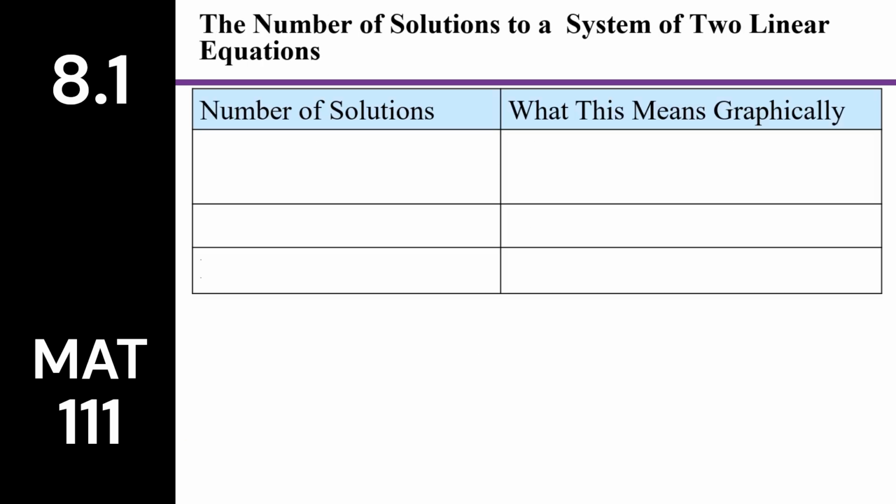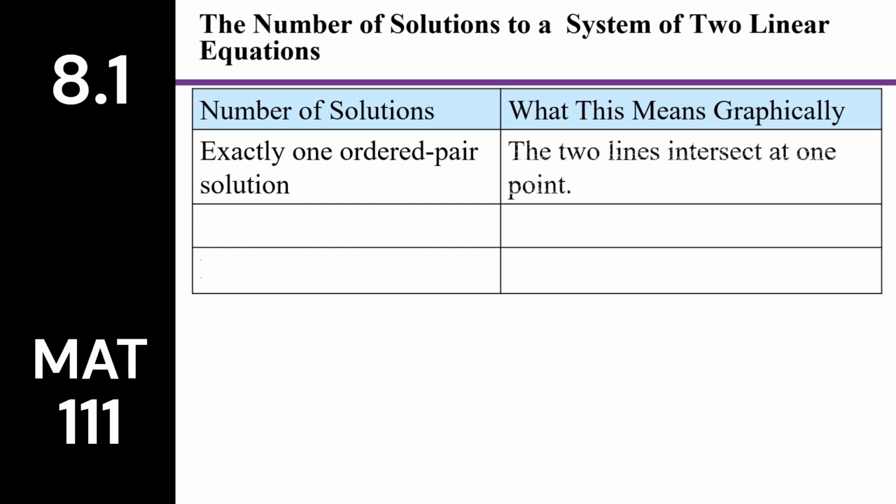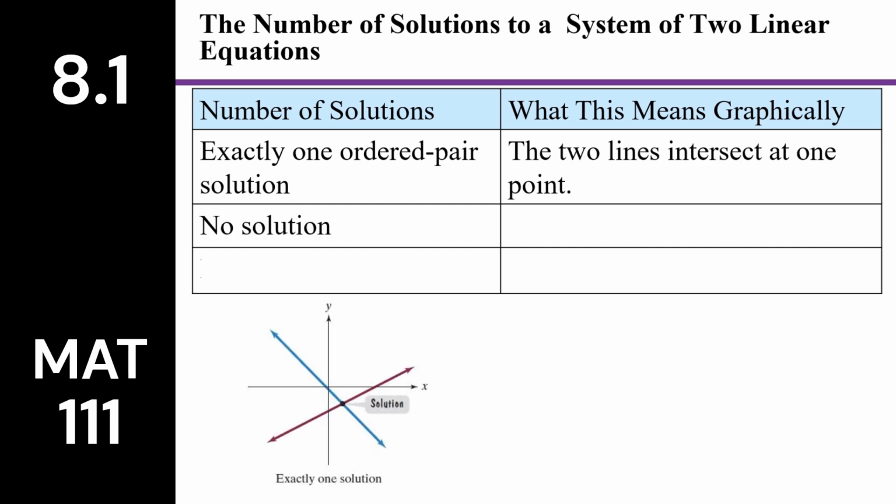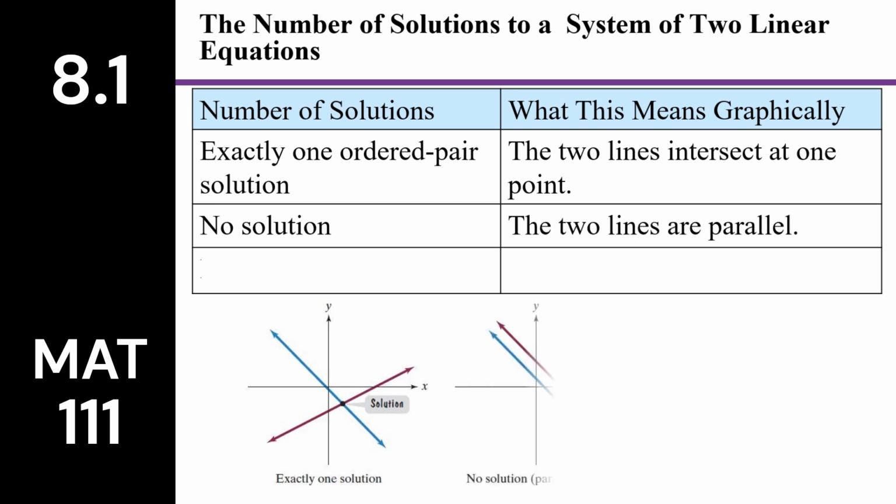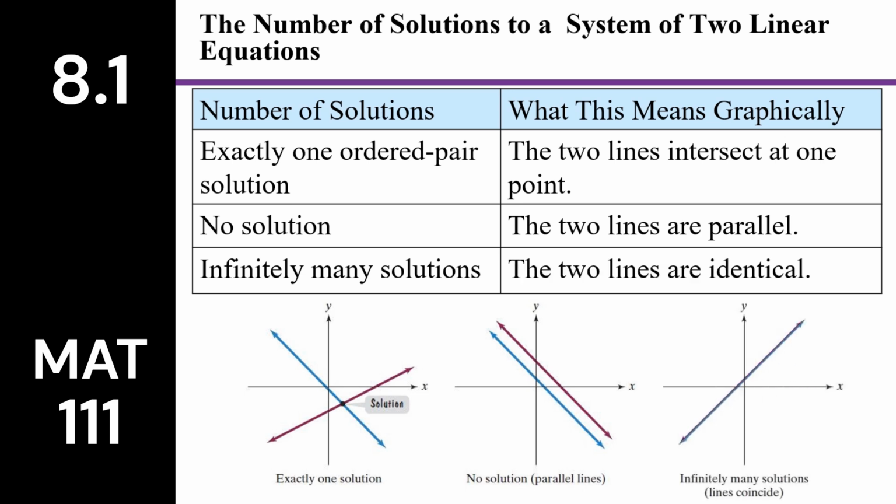When we have a system of two linear equations, we can have exactly one ordered pair solution. Graphically, this means that the two lines intersect at a single point. We could have no solution, and graphically this means that the two lines are parallel. Or we could have an infinite number of solutions, and that means that the two lines are identical. Now looking at that graph on the right, it might not look like two lines, but it's because one line is on top of the other line, and that's why there is an infinite number of points of intersection.